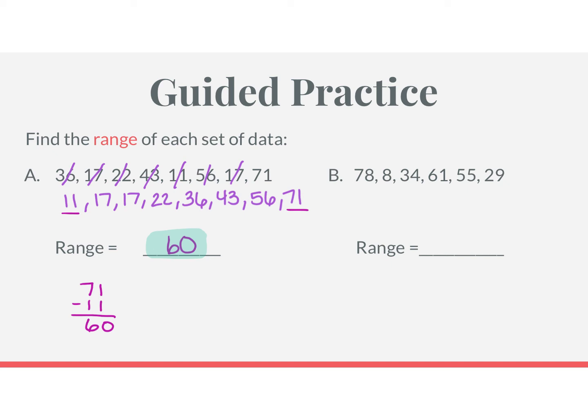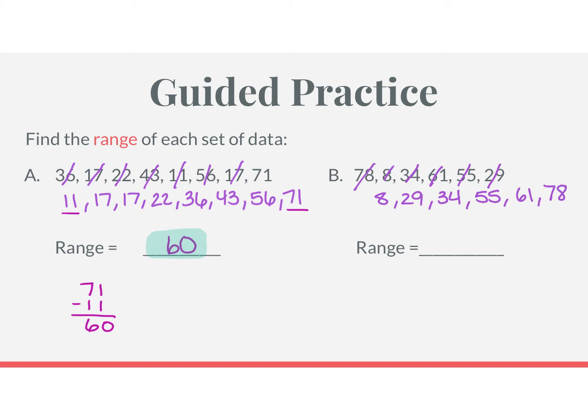In our next data set, we will order the numbers from least to greatest. 8, 29, 34, 55, 61, and 78.